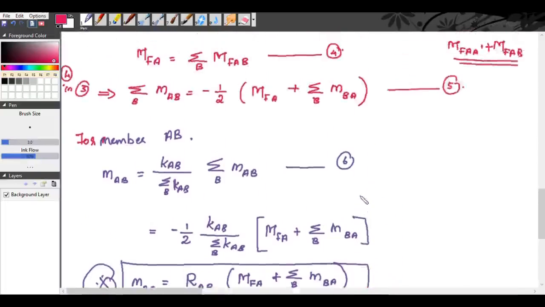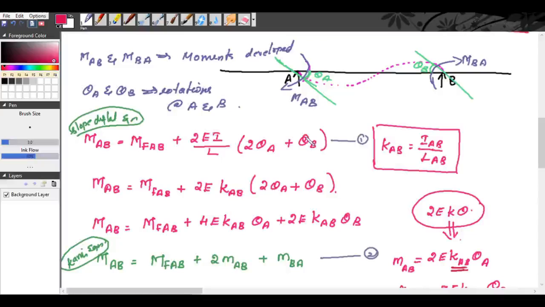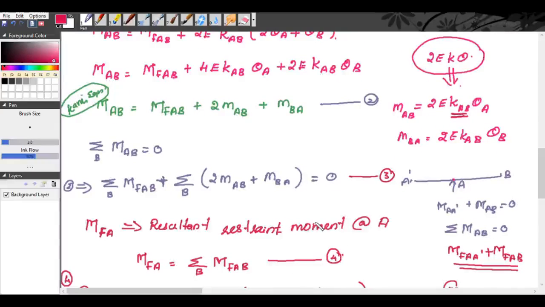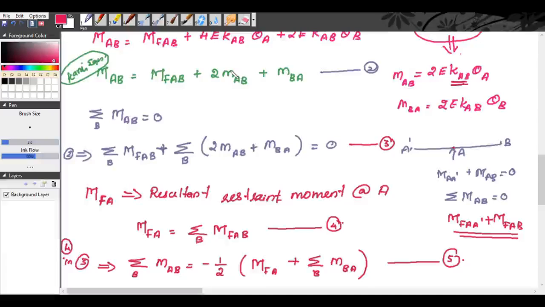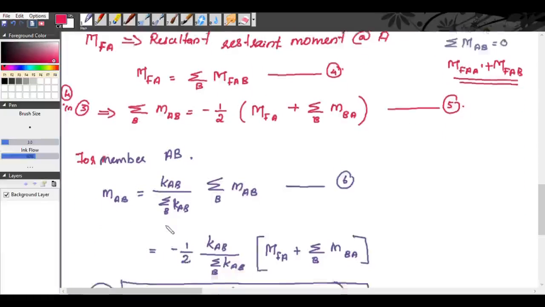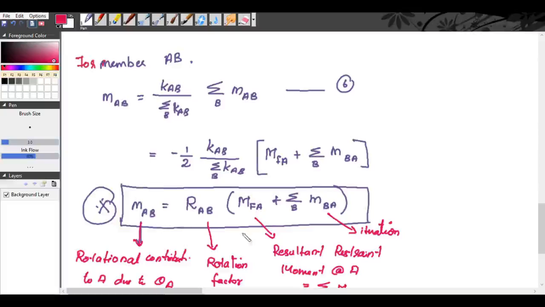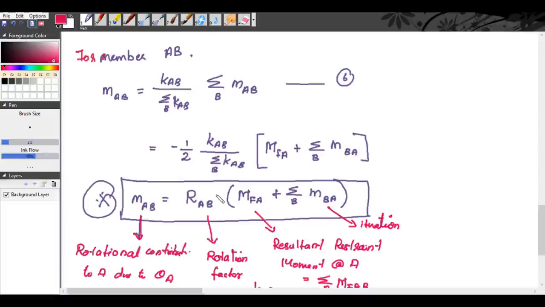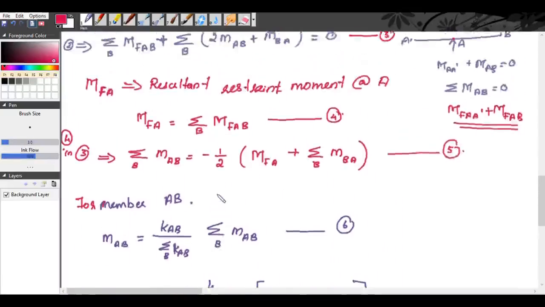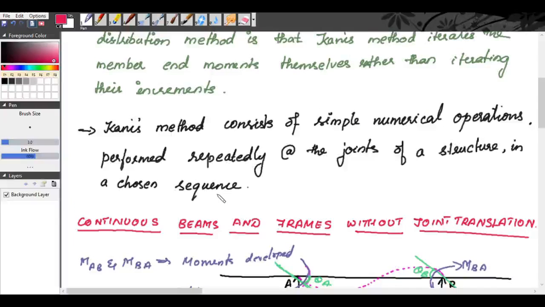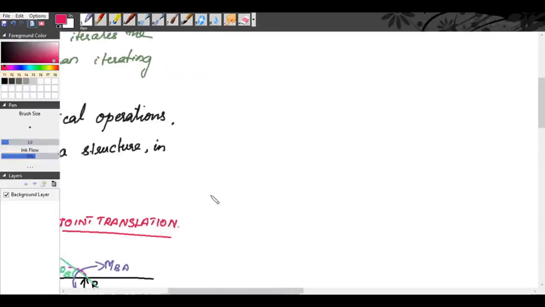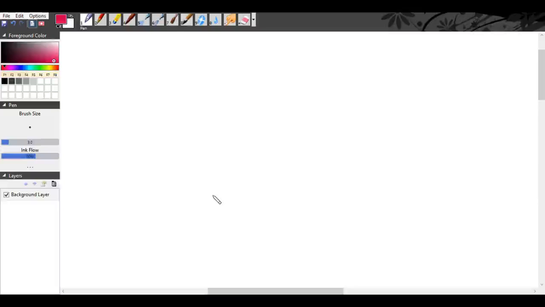So, the important thing here is we should know the slope deflection equation. We should know the Kani's equation. And we should know how to calculate MAB. So, for calculating MAB, we need these things. Now with this understanding, we will move on to our problems. Before moving to the problems, we will write the steps also. Steps required for analyzing by Kani's method. So, procedure for Kani's method.